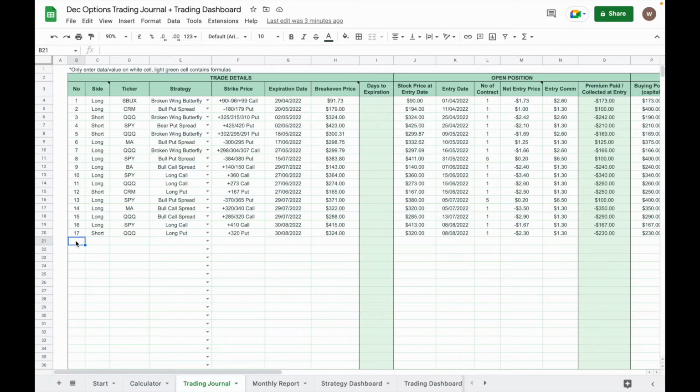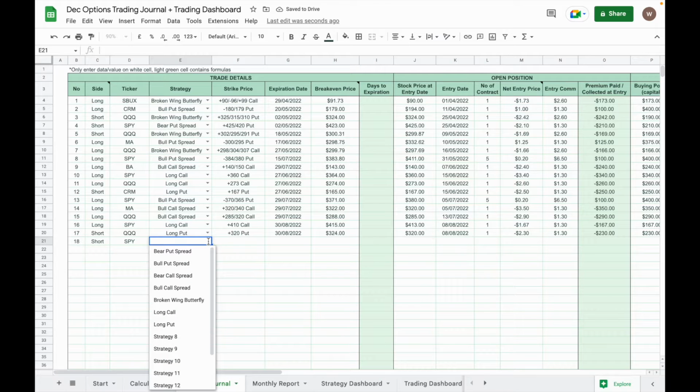Let me do a demonstration on how to input the trade details here. First of all, you need to input your trade number. For example, now I'm on trade number 18. You have to determine the direction of the trade. Either you input long or short. So in this case, I want to short the market. And I want to short SPY, S&P 500 ETF, and my strategy, I'm using the single leg strategy.